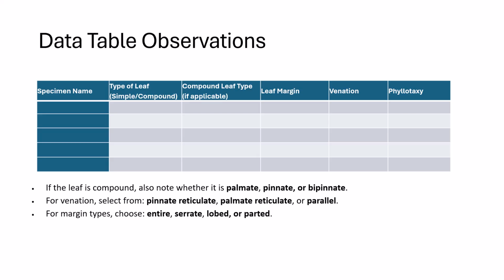On the next few slides, you will examine several eudicot specimens. Draw and fill out this table in your lab notebook. For each specimen, record whether the leaf is simple or compound, the type of compound leaf, if applicable, the margin type, the venation pattern, and the phyllotaxy. Pause the video to draw the table.